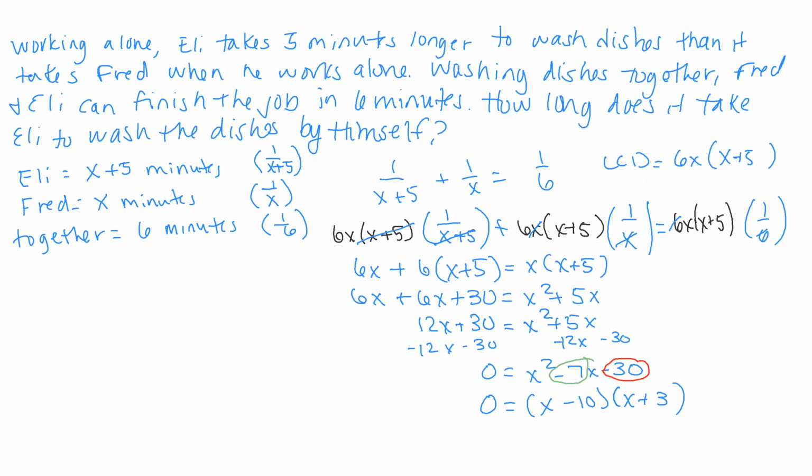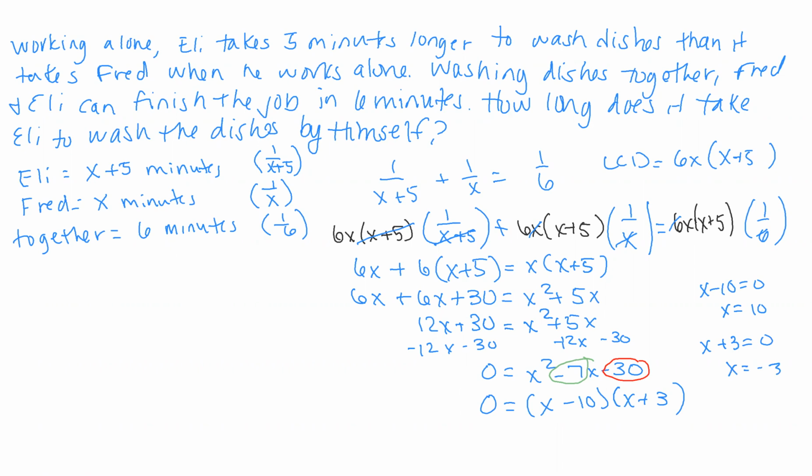So what you do at this point is you take each of these terms, you set them equal to 0. So x minus 10 equals 0. So that tells me x is 10. x plus 3 equals 0. So that tells me x is negative 3.